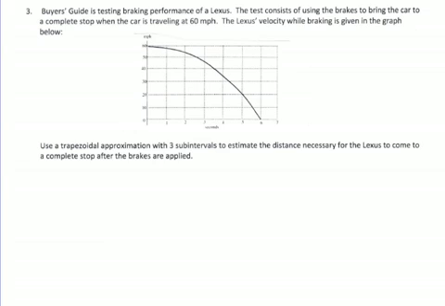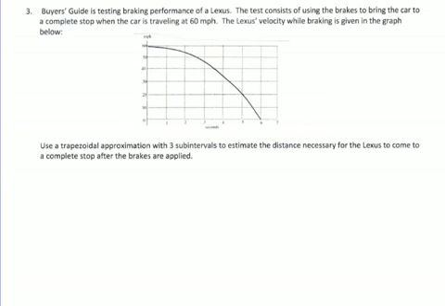On question number 3, Buyer's Guide is testing braking performance of a Lexus. The test consists of using the brakes to bring the car to a complete stop when the car is traveling at 60 miles per hour. The velocity while braking is given in the graph below.